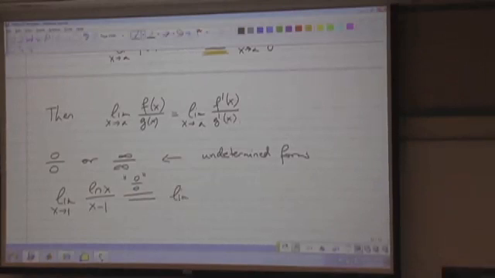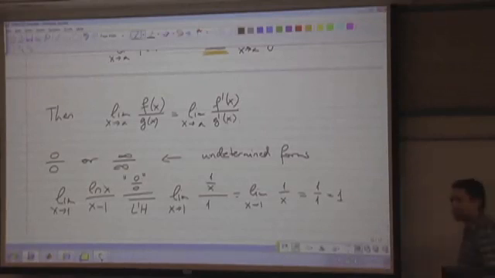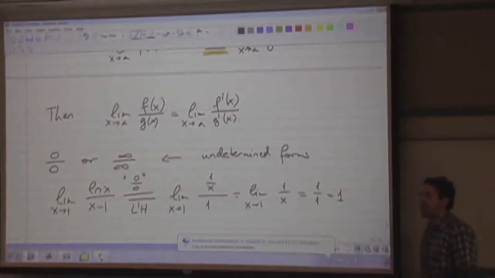So applying L'Hopital's rule gives me the limit as x goes to 1 of 1 over x divided by 1, which equals the limit as x goes to 1 of 1 over x, which equals 1 over 1, which equals 1. Does this make sense? Yeah?